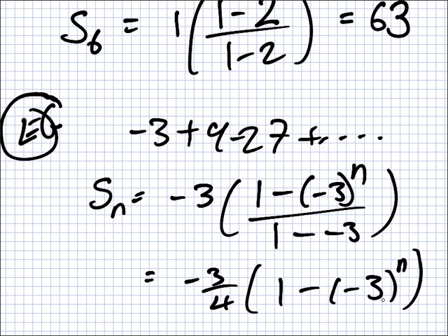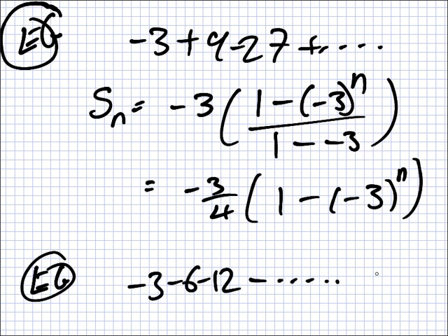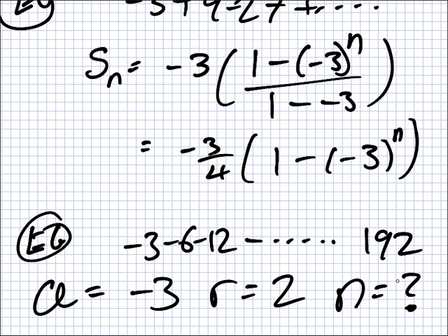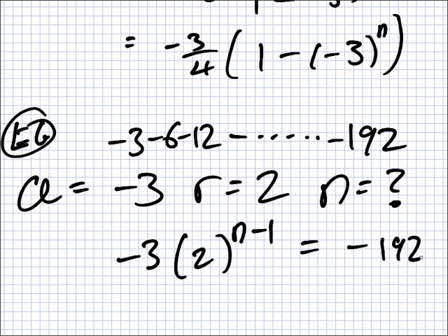Okay. Next one. I want the sum here, up to 192. A? Minus 3 r to the n. We need to figure it out. So, we have a r to the n minus 1 equals minus 192. 3 goes into 192.